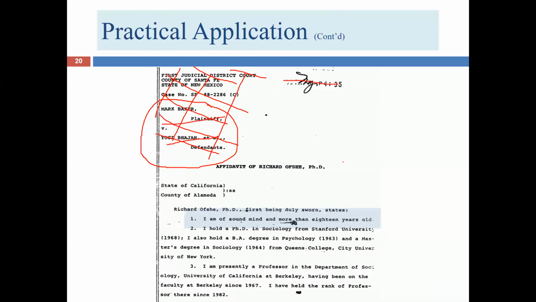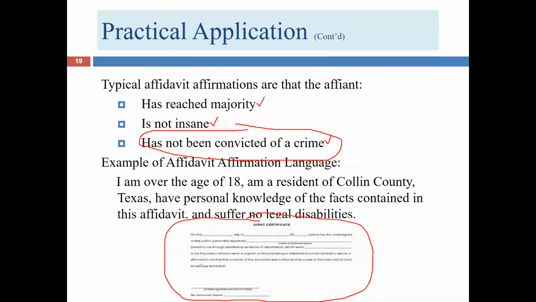So we might start right here, affidavit of whomever this is. You are typically going to list the state and the county where the affidavit is being entered. And you start with something like this: Richard Offshee, PhD, first being duly sworn, states, and we can see his statements. I am of sound mind and more than 18 years old. So we have the two things that we were talking about before, and then we're going to go through kind of his life story. I don't think I included the rest of the affidavit, but eventually at the end of it, we'll have something like a jurat.